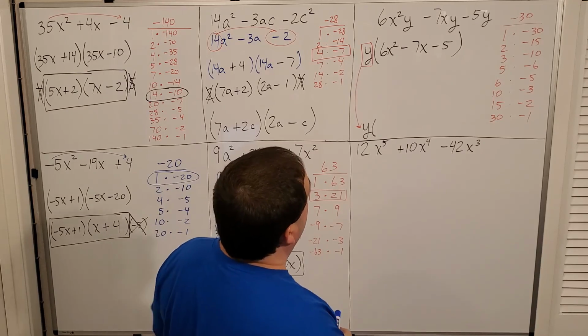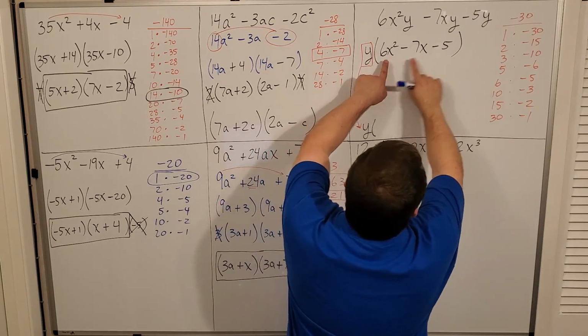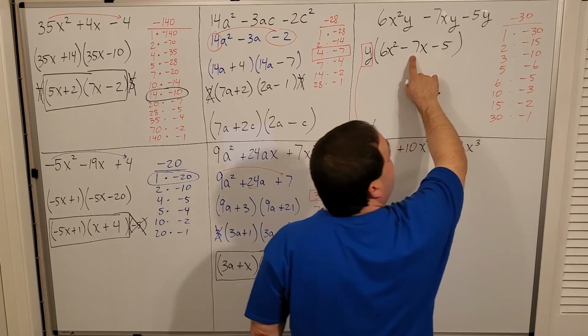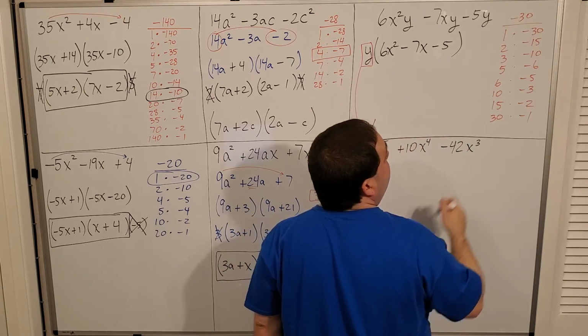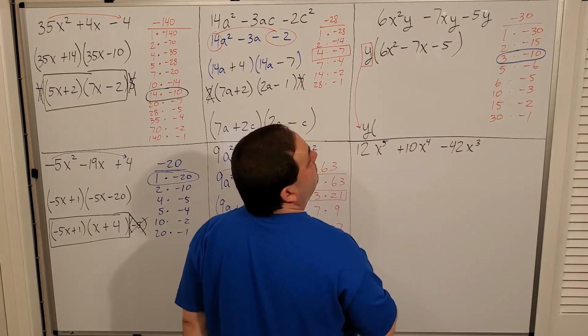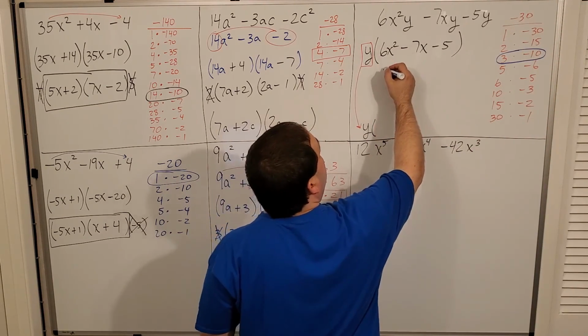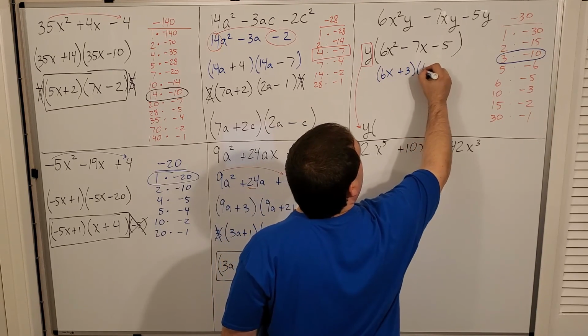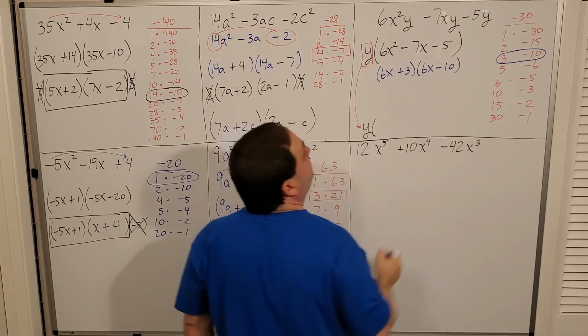So let's do a momentary side note here. The 6x squared minus 7x minus 5. I need two things that add to negative 7. So I'm going to pick 3 and negative 10 here. Okay. So then I've got 6x plus 3 and 6x minus 10.